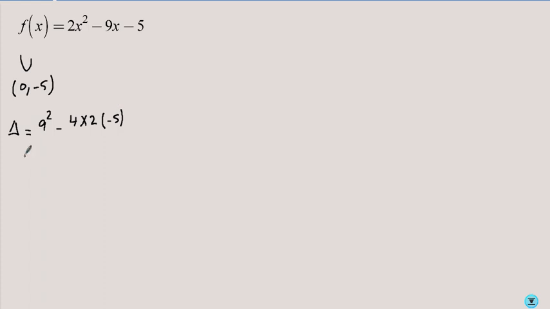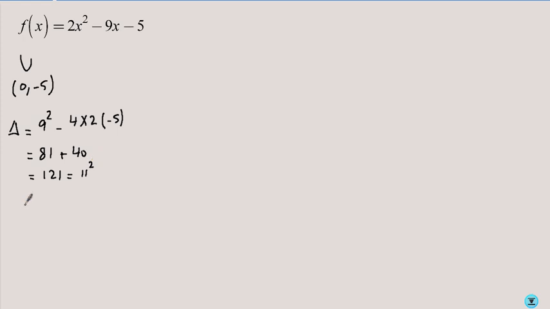And this yields 81 plus, this is 10 times 4 is 40, which is 121, which is 11 squared. So the discriminant is a perfect square. Therefore, since it's a perfect square, the expression can be factorized. Furthermore, since it's positive, there will be two solutions. And of course, if you can factorize it into two linear factors, there will be two solutions.